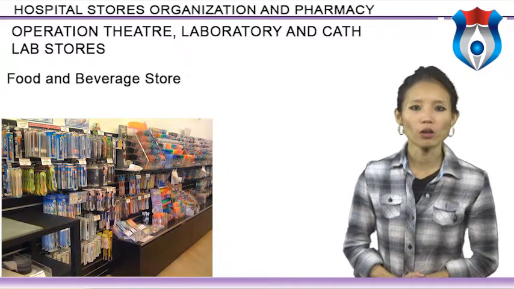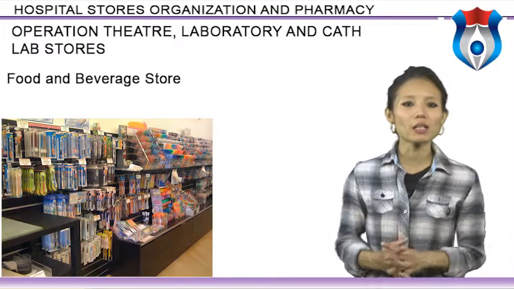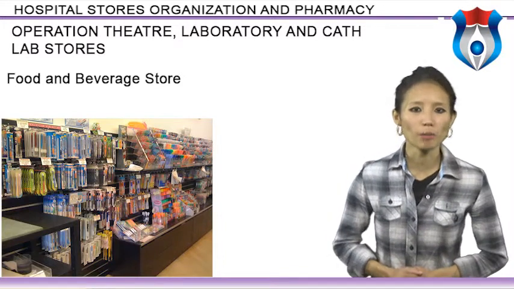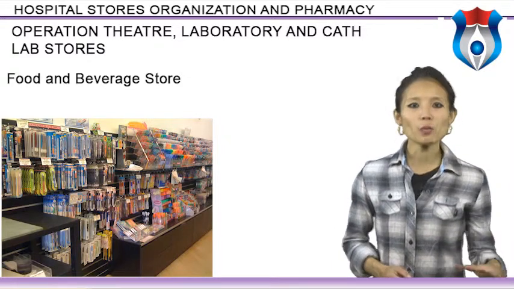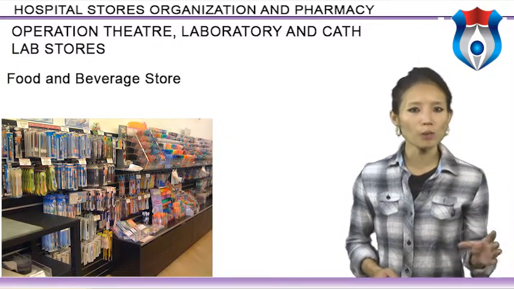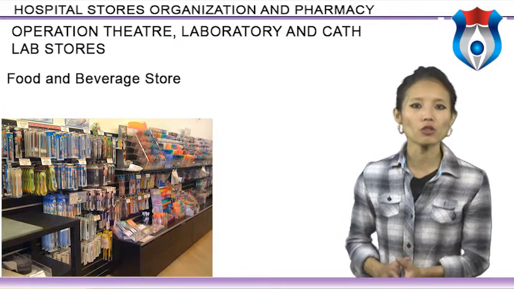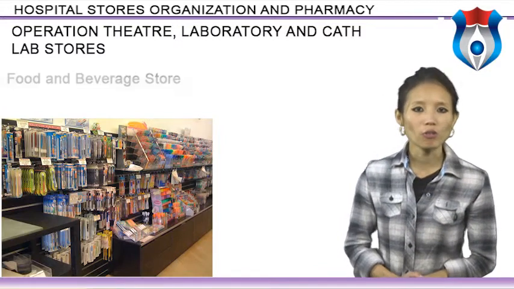Food and beverage store. Items for both daily and monthly consumption are stored in the food and beverage department. Vegetables and perishables are received directly by the store. Vegetables bought by the daily consumption store are purchased according to an estimate. Perishable items are stored in the refrigerator.